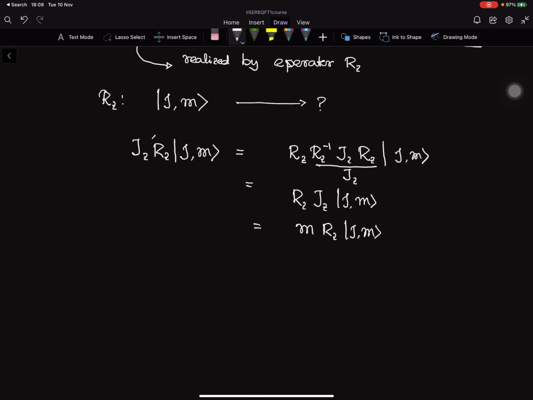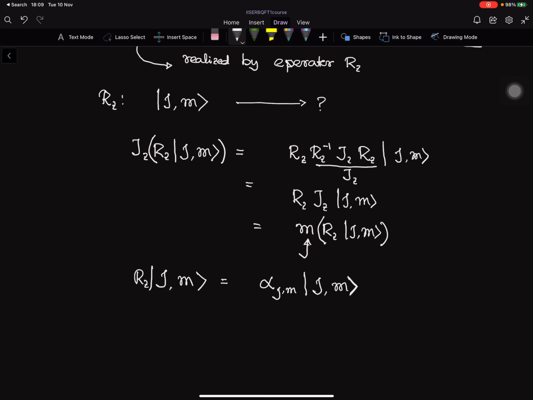So then basically you see that for this vector, when Jz acts on it, this also gives m, right? Which means that Rz acting on |j, m⟩ is simply some phase factor times the same state. Okay, this we have shown now.